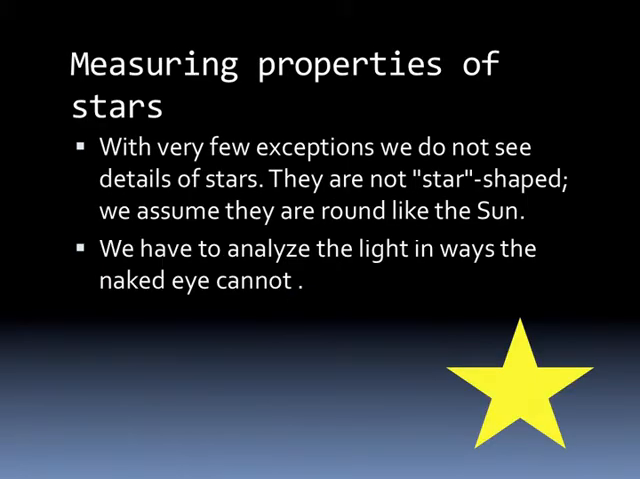So, how do we measure the properties of stars? With very few exceptions, we don't see details of stars. They're not star-shaped. We assume they're round like the sun. We have to analyze the light from the stars then in ways that the naked eye can't.